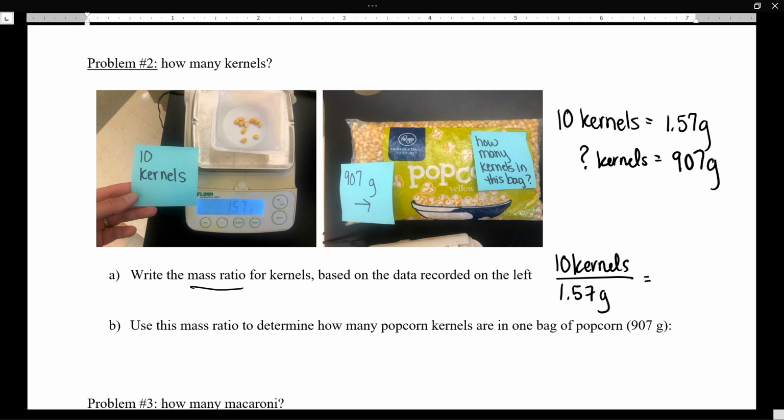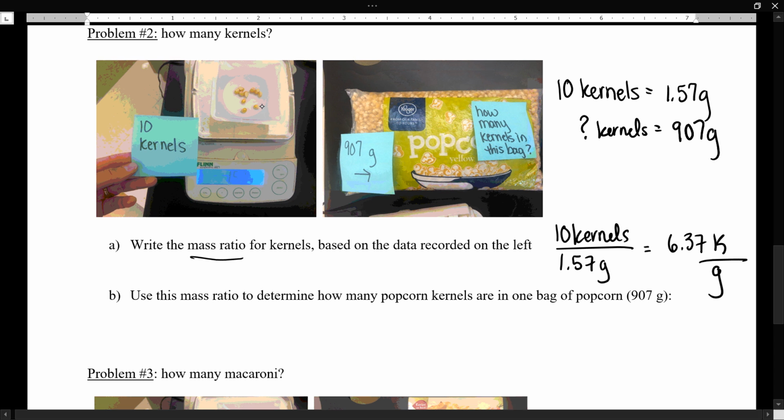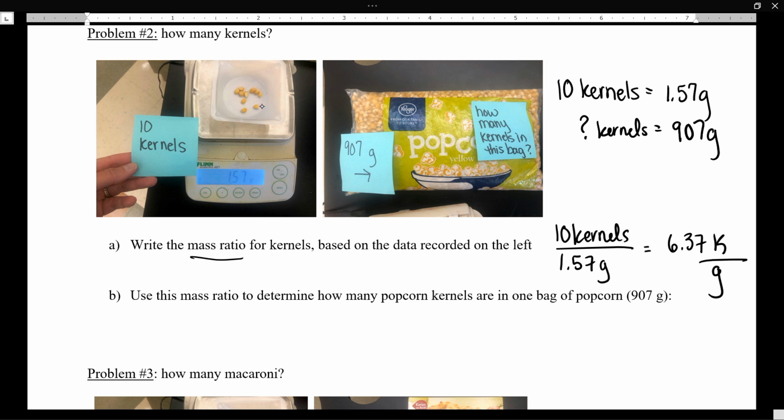Something you could do at this point, if you're interested, is 10 divided by 1.57. You could solve for this, and you could write it as, oh, there's 6.37 kernels per gram. You could write it out this way as well if you want to simplify it. Okay, and then let's go down here and figure out how many kernels are in one bag of popcorn. So I want to figure out how many kernels are in this one bag of popcorn that weighs 907 grams. I know that 10 kernels weigh 1.57 grams.